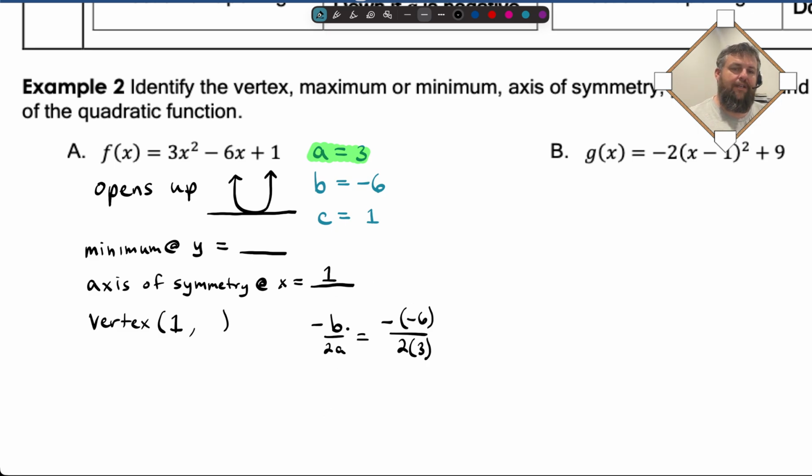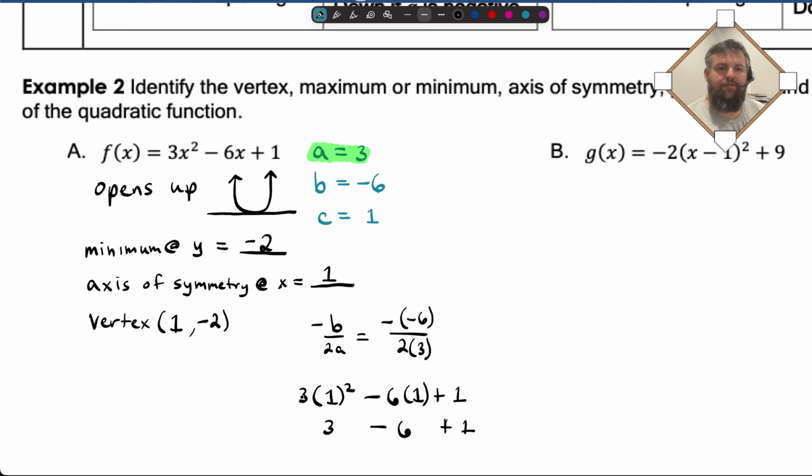Now we'll plug the 1 into the original function in order to get the minimum value. So 3 times 1 squared minus 6 times 1 plus 1. Well, 3 times 1 squared is 3, minus 6 times 1, which is minus 6, plus 1. When you do the math, 3 minus 6 is negative 3. Add 1, we get negative 2. So we found the y value of the vertex, which is negative 2, which means that's the minimum at y equals negative 2.